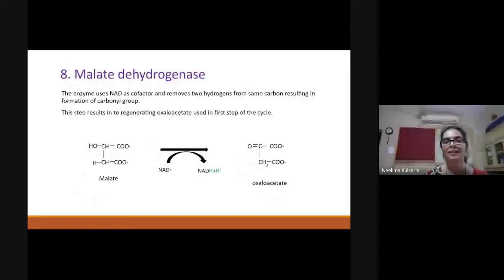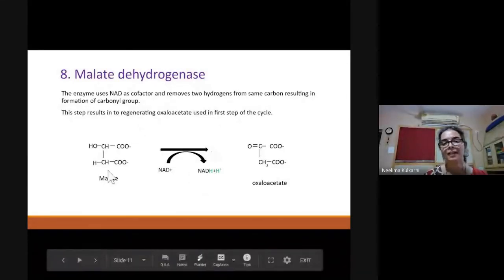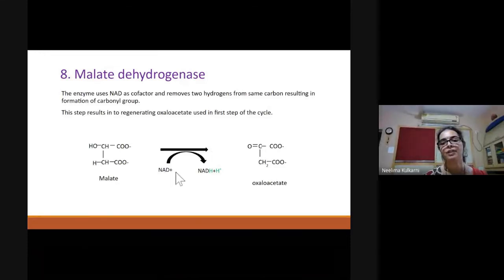Malate that is produced by the action of malate synthase as well as by the action of fumarase enzyme can then be acted upon by the TCA cycle enzyme malate dehydrogenase, which will use NAD plus as the cofactor. So NAD plus is converted to NADH plus H plus, and oxaloacetate is generated. So we started with oxaloacetate and acetyl coenzyme A, and oxaloacetate is generated back.